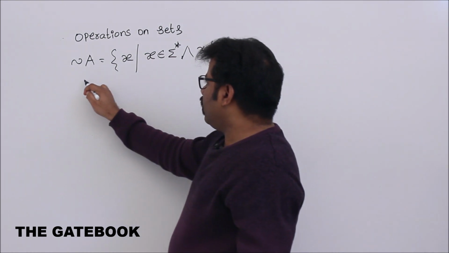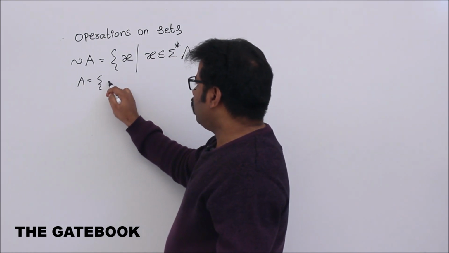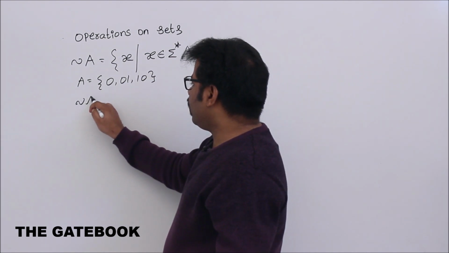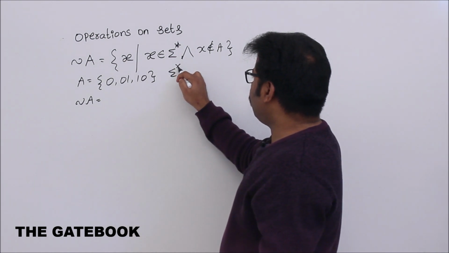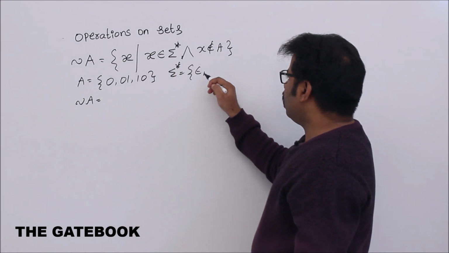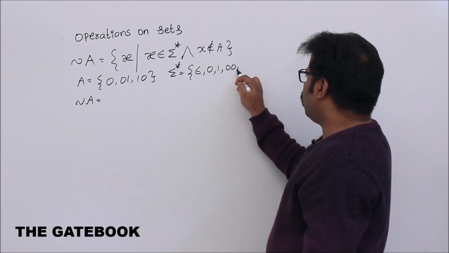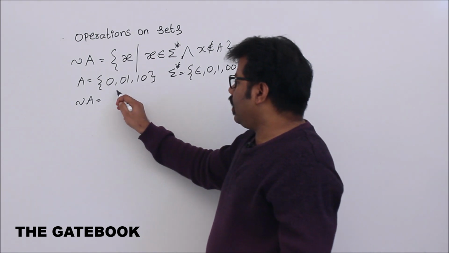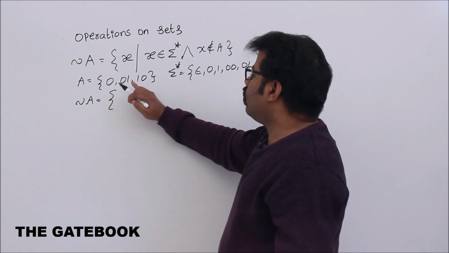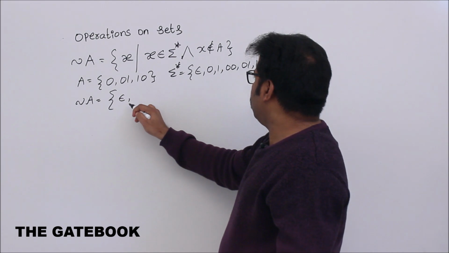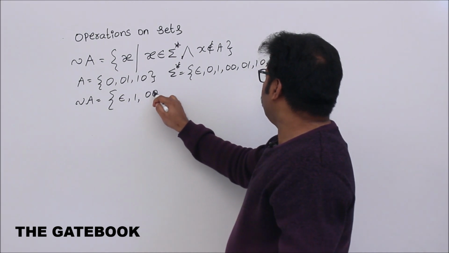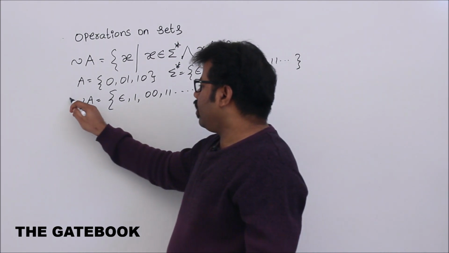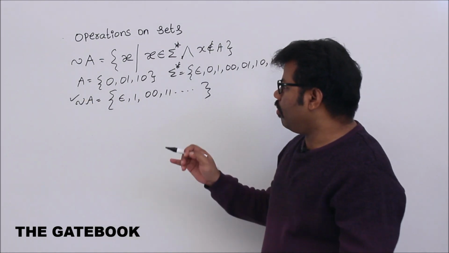For example, if A equals {0, 00, 110}, then A complement is, first of all let us list out sigma star: epsilon, 0, 1, 00, 01, 10, 11, and so on, right? The negation of A is other than 0, 00, 110, so epsilon, 1, 01, 10, and of course 11, and so on. So this is a way the complement of A can be computed.